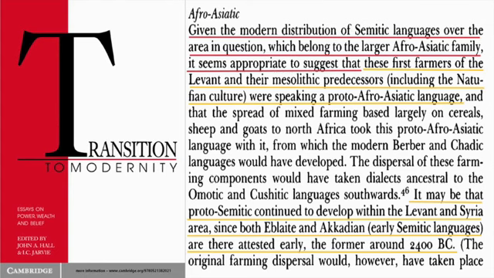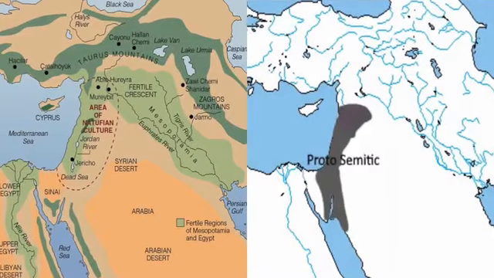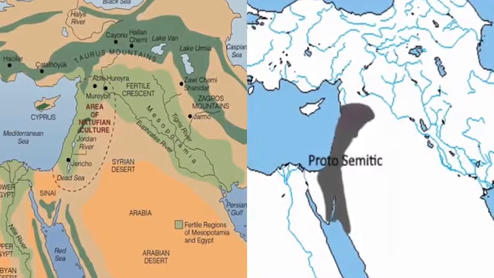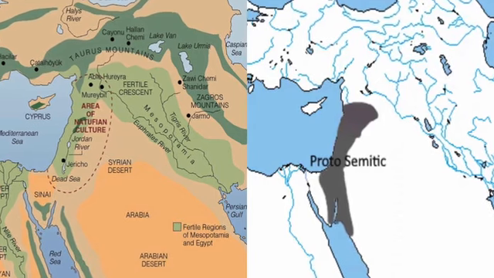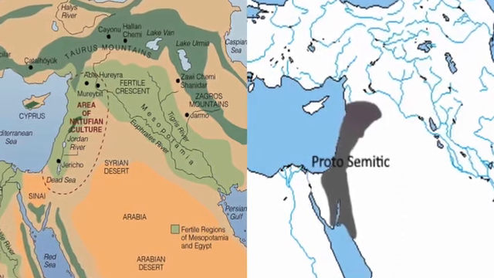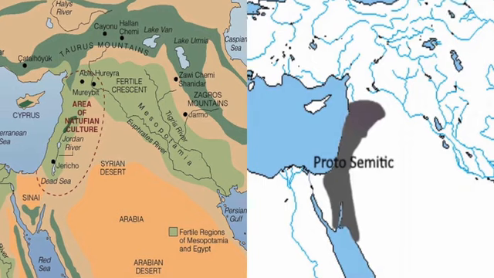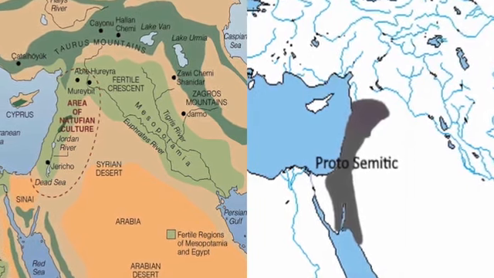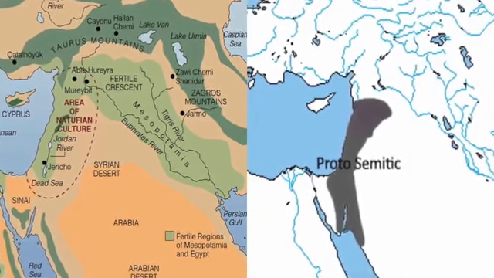It may be that Proto-Semitic continued to develop within the Levant and Syria area, since both Eblaite and Akkadian, early Semitic languages, are attested there earlier, the former around 2400 BC. If Abraham descended from Natufians with E-Z830, then Abraham and the Israelites would be downstream of E-Z830. Many Jewish and Arab populations carry E-Z830.